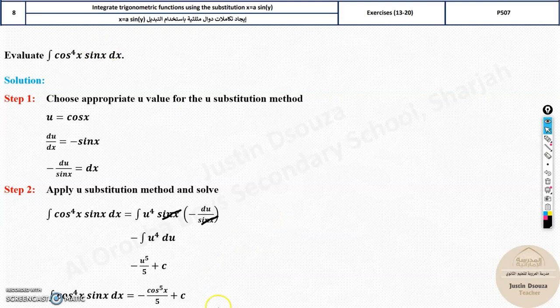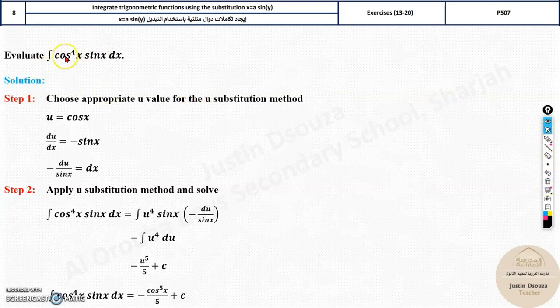Now, this is the u substitution. There is a shortcut method as well. There is a direct calculator method. You can follow the link below in the description. You can get more detailed and more types of problems in that. But now I will do a couple of problems with the calculator method over here.